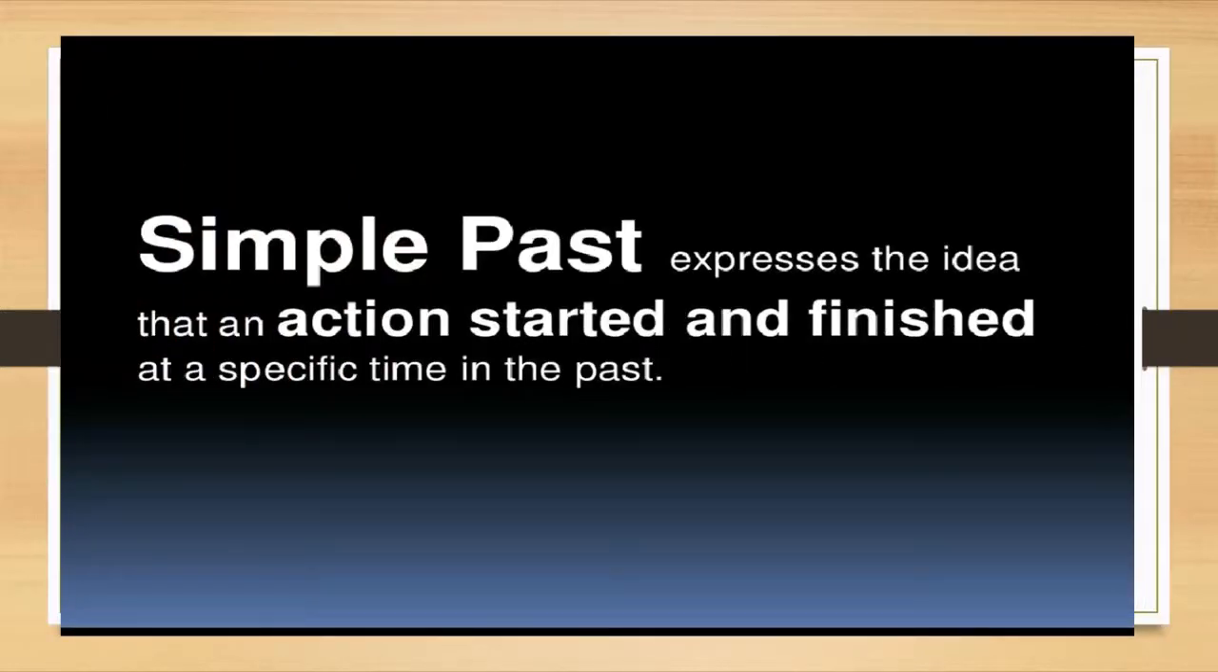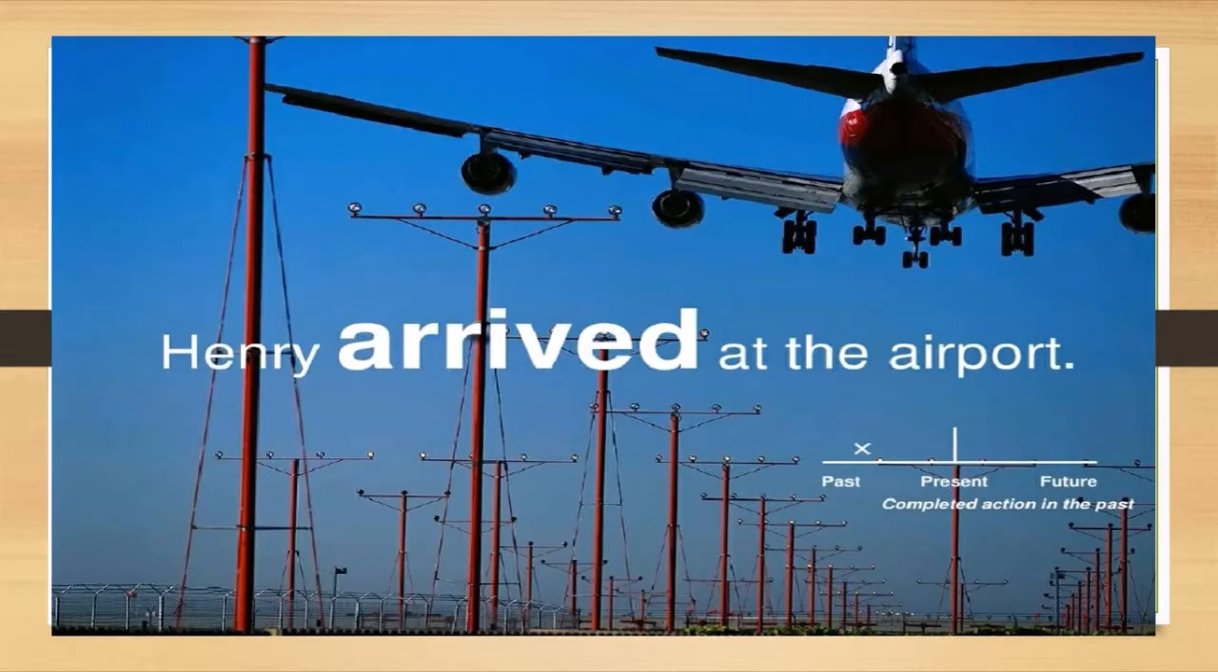Now, if I'm talking about it, there are four types of past tense. The first one is simple past tense. Simple past expresses the idea that an action started and finished at a specific time in the past. A specific time in the past. Okay? For example, Henry arrived at the airport. Henry arrived. Not arrive, arrived. Okay? At the airport.